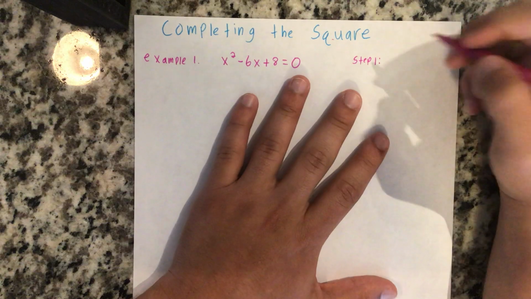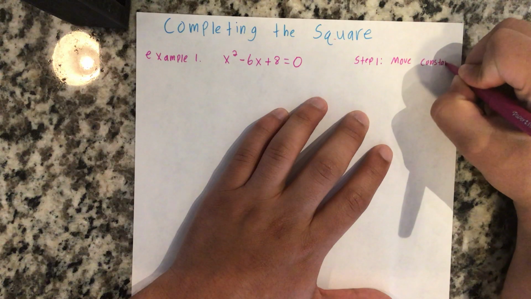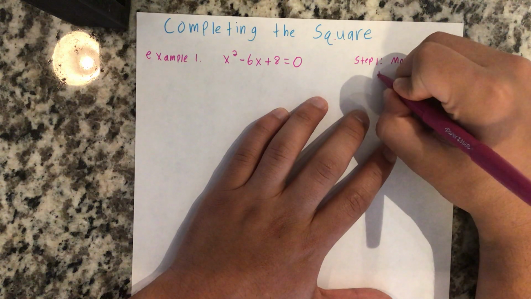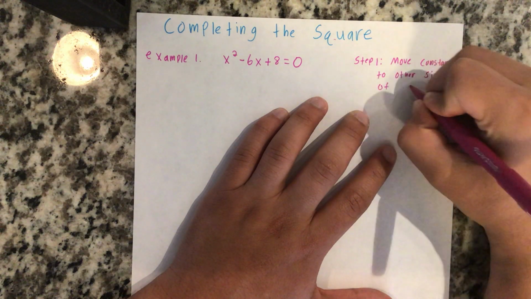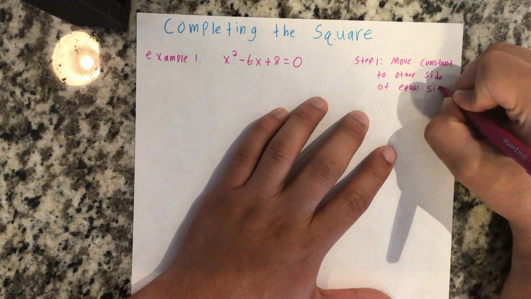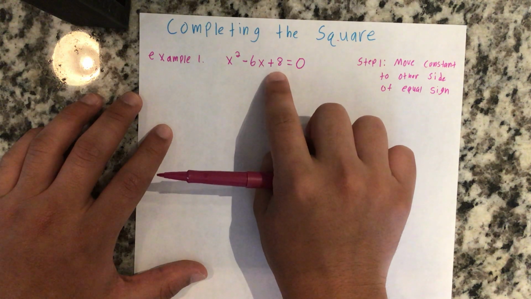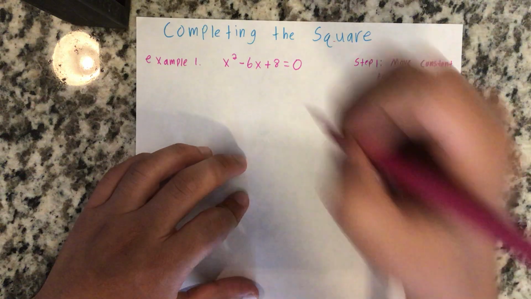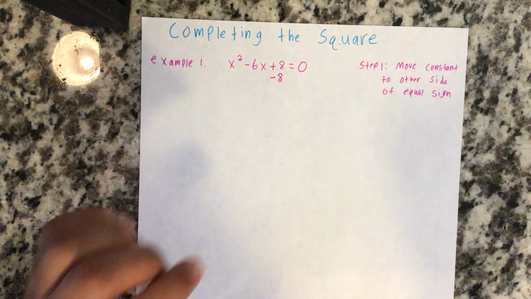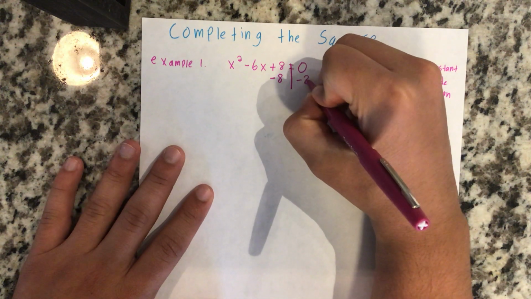Step 1 is I need to move the constant to the other side of the equal sign. If you remember what a constant is, that's the number by itself. So I want to move this number to this side. If I want to move a positive 8, I need to take the opposite, right? So if I want to get rid of this plus 8, I have to subtract 8. And what I do to one side of the equal sign, I have to do to the other. So I'm going to subtract 8 on this side.